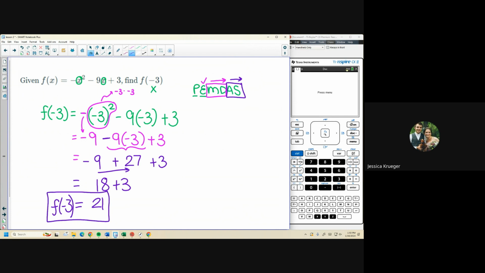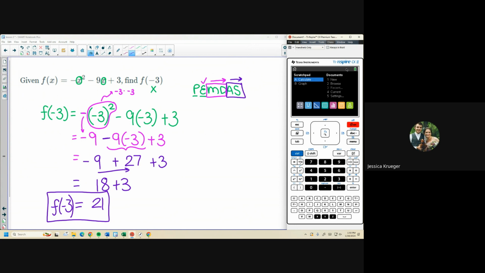To confirm that using the calculator, I'm going to go ahead and take negative 3. Actually, let's do this. Home button, open a new document, add the calculator. I'm going to go negative 3, store as x. And now I'm going to type in my original function exactly as I see it. Negative x squared minus 9x plus 3. And if I hit enter, I get that it is 21.